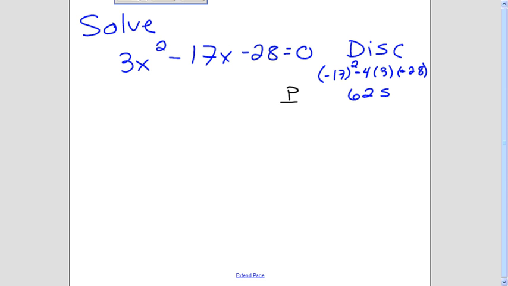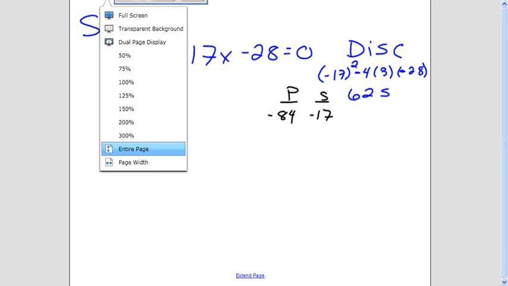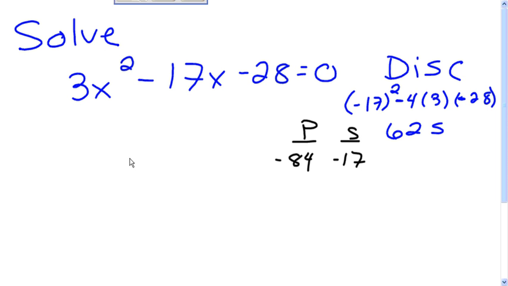So my product is a times c, so 3 times negative 28, which is negative 84. And my sum is b, which is negative 17. So going through how we actually factor, what two numbers multiply together to give you negative 84 and add together to give you negative 17? It gives you 4 and negative 21. So now I'm going to split up that middle term. It's 3x squared minus 21x plus 4x minus 28 equals 0.